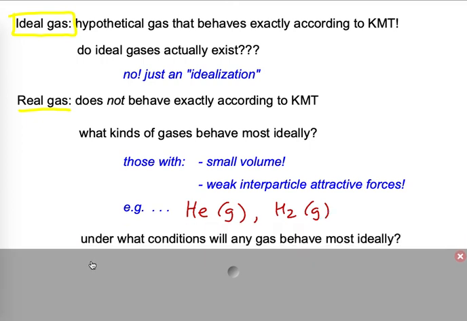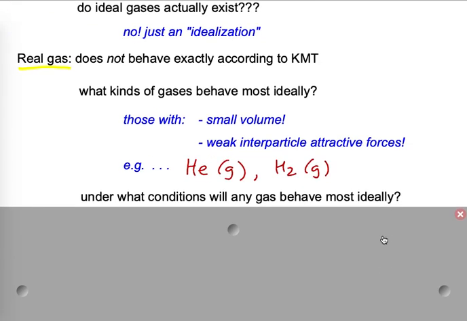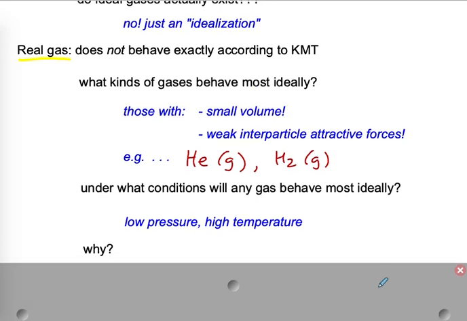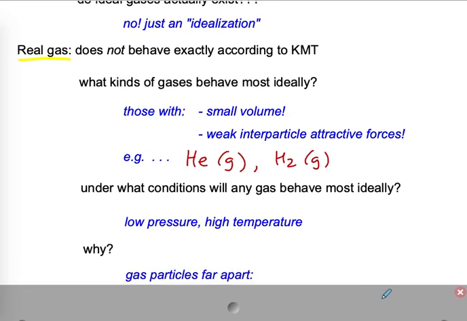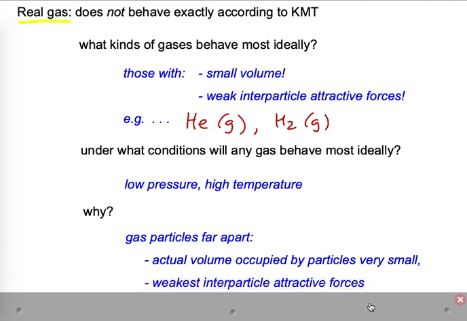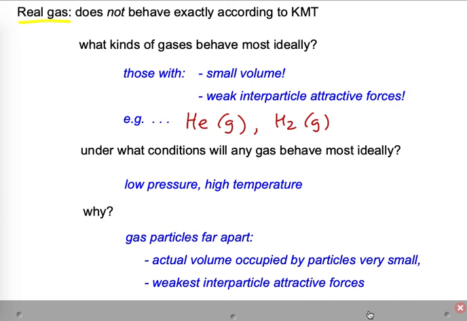Now we can also ask the question, under what conditions will any gas, no matter what its formula or structure, behave most ideally? That is, when will it adhere most closely to the parts of the kinetic molecular theory? Well, that would be under conditions of low pressure and high temperature. Why would that be? Well, because at low pressure and high temperature, the gas particles are the farthest apart. If you decrease the pressure, you increase the volume, and the particles can spread out. If you increase the temperature, you increase the kinetic energy of the particles, they start moving faster, and they have a tendency to spread apart. Under these conditions, the actual volume occupied by the particles is very small, and as they're far apart from each other, you have the weakest interparticle attractive forces.